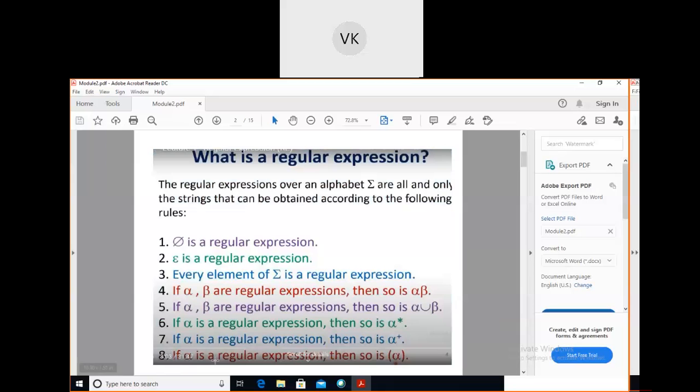Then if alpha is a regular expression, you can also write it in parentheses. This is also a regular expression. You can write it directly or in parentheses; both are the same.